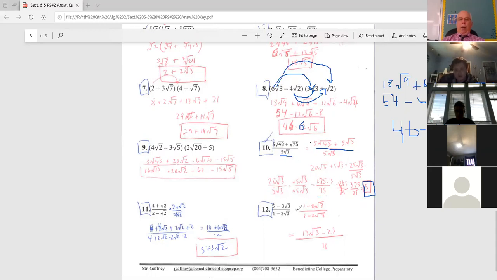Number 12, I didn't show you the work. I showed you the setup. I didn't show you the steps. It's like you got to FOIL the numerator and you got to FOIL the denominator.